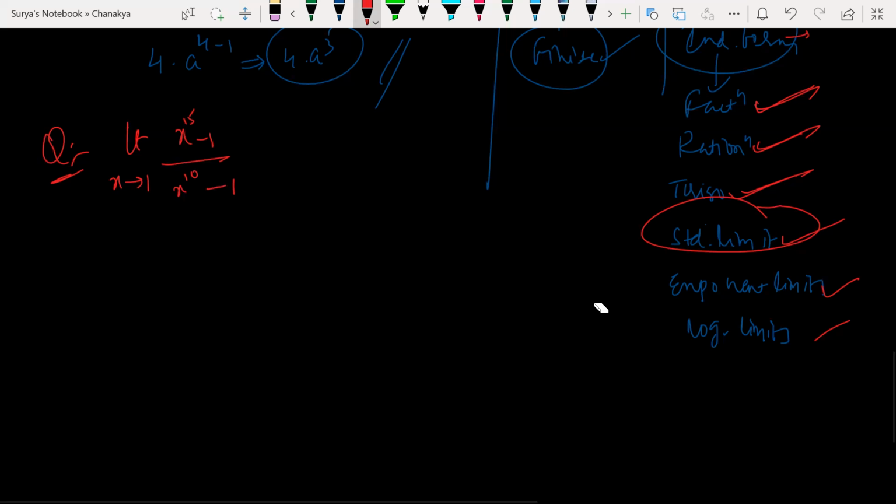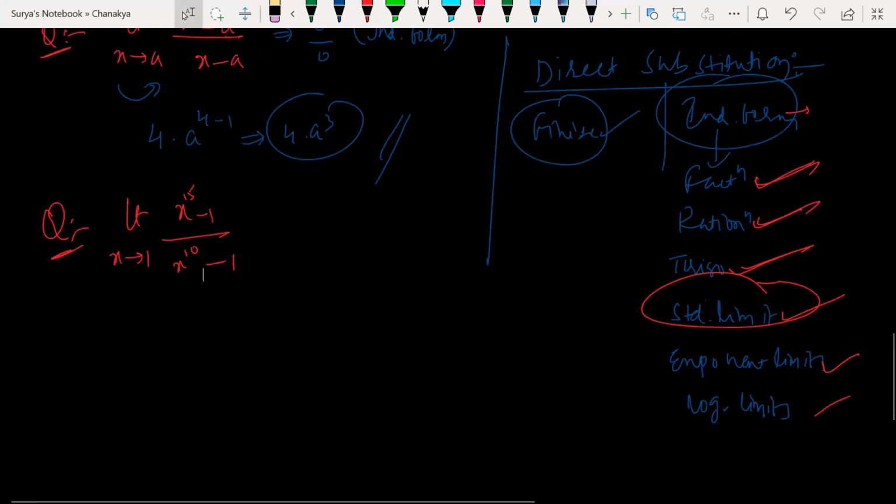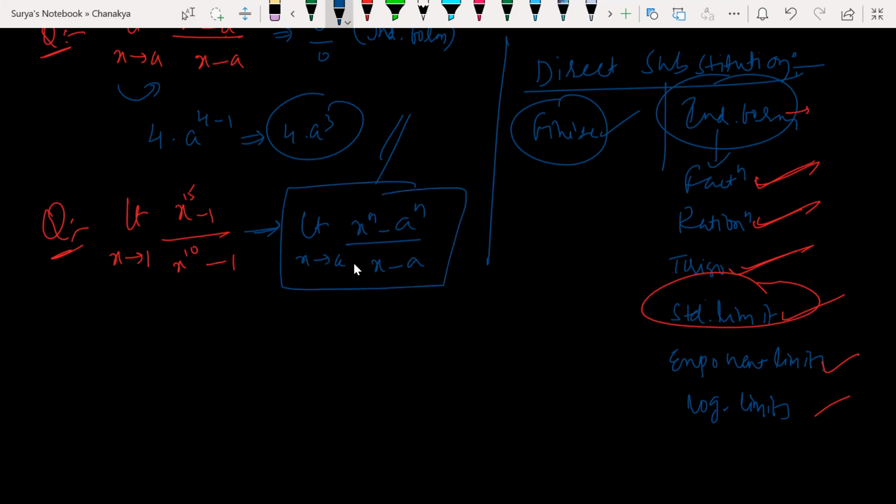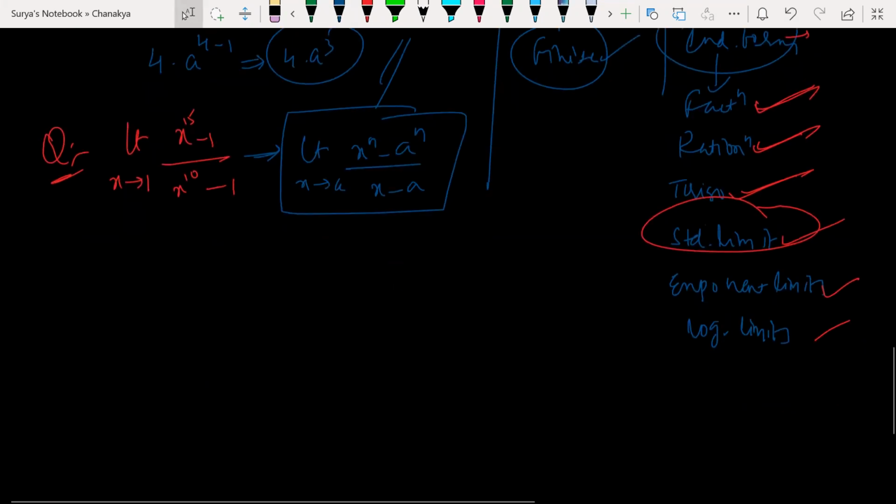So what do I have to do here? How can I convert this into the standard limit formula? If you look at this, the formula is what? Limit x tends to a, x to the power of n minus a to the power of n divided by x minus a. This is what the formula is all about, isn't it? So how can I convert into this form?